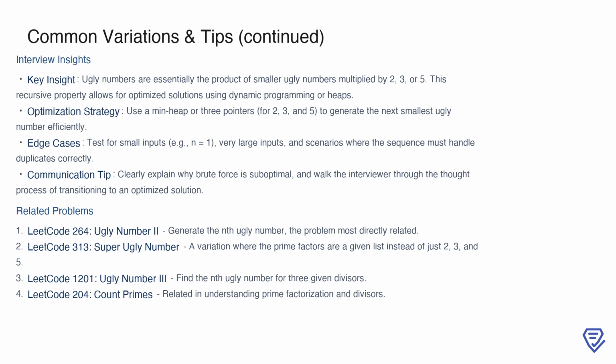A key idea to remember is that ugly numbers are generated by multiplying smaller ugly numbers by 2, 3, or 5. This recursive property is the foundation for optimized solutions, whether you're using dynamic programming or a heap. To optimize, you can use a min-heap or maintain 3 pointers for the multiples of 2, 3, and 5, ensuring that you always generate the next smallest ugly number efficiently. Be sure to account for edge cases, such as very small inputs like n equals 1, very large inputs, and scenarios where duplicates need to be handled correctly.